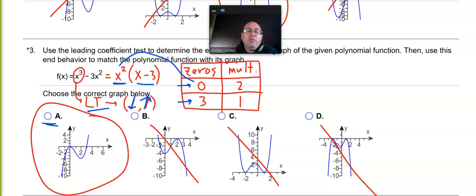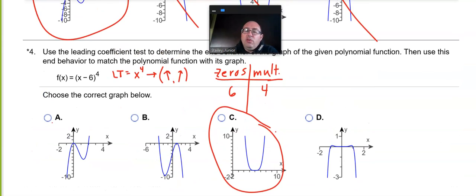The zero at 0 gave me a multiplicity of 2 because it occurs as a factor twice. X minus 3 only occurs once. Our bounce is going to occur there at 0, which you can see in the graph is true. It bounces at 0 and cuts through the axis at 3. So all of that makes sense and matches.